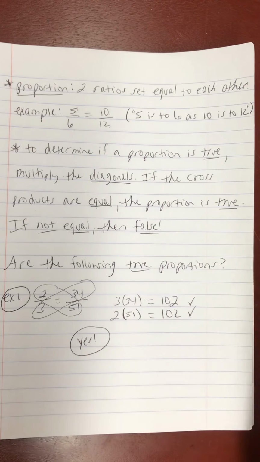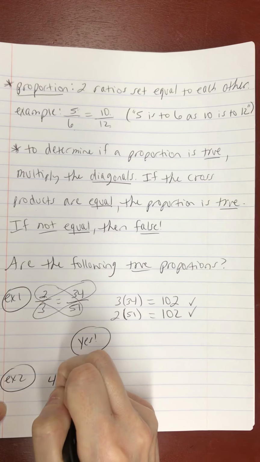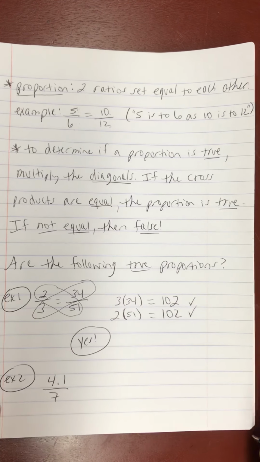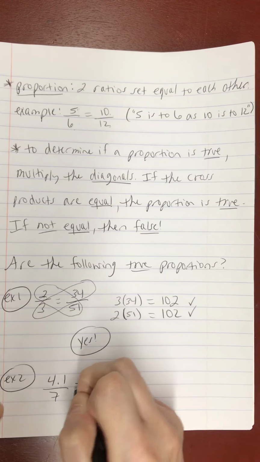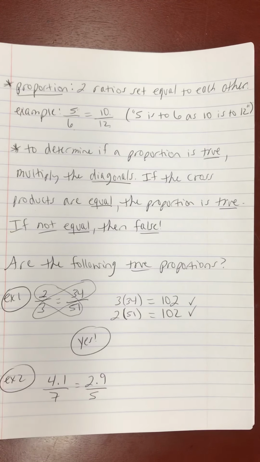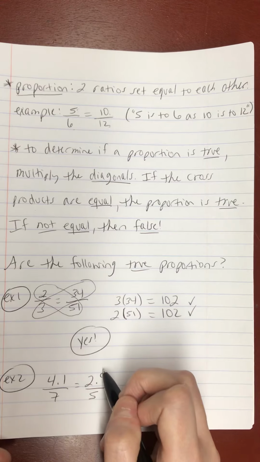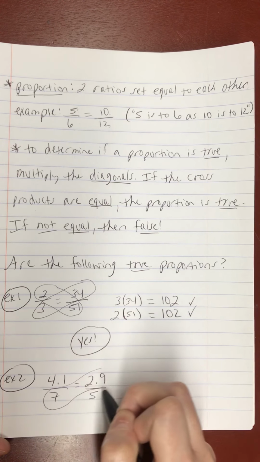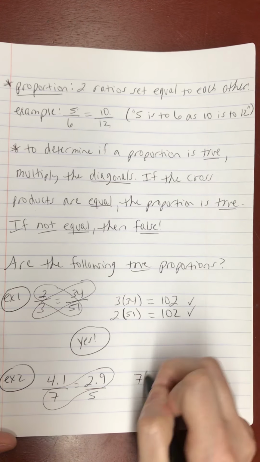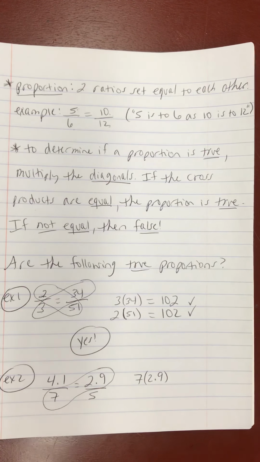All right, let's try example 2. What about something with a decimal in it? A couple decimals, that's okay. 4.1 over 7 equals 2.9 over 5. Again, if I were you, I would probably take a calculator and do this. But we did talk in one of our recent lessons about how to multiply decimals by hand, so feel free to look at your notes on that if you forgot, and feel free to try it. But for the sake of time, I'm just going to assume we're all using a calculator here.